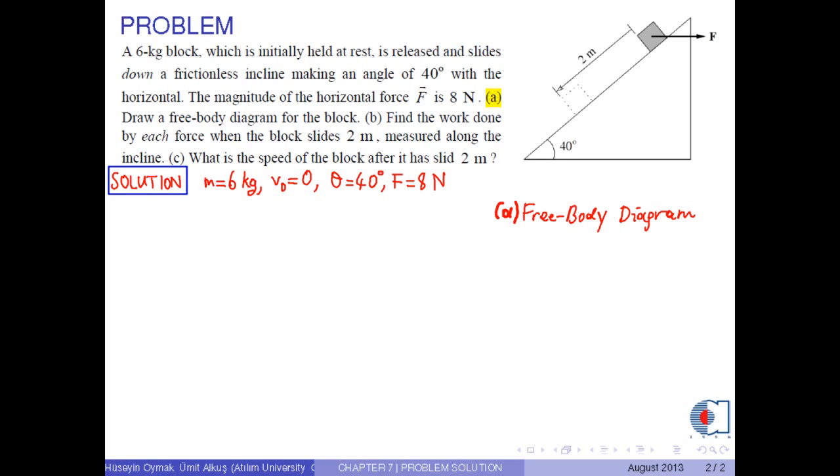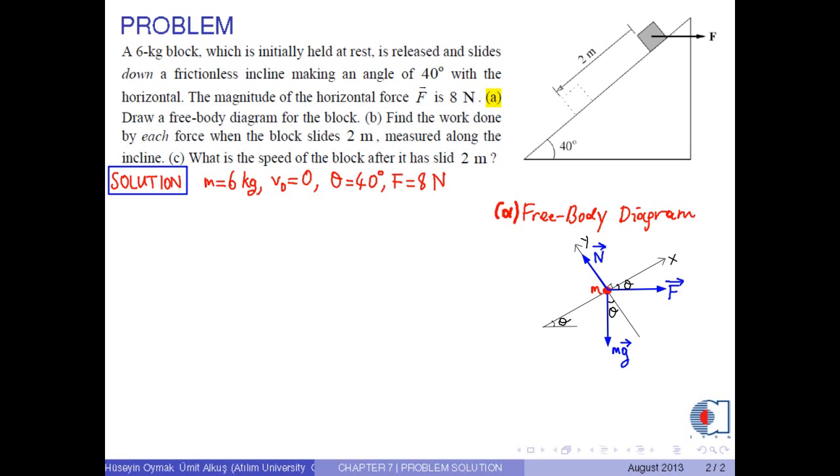First of all, we choose an appropriate coordinate axis. Next, we represent the block by a big dot. Now we draw all the forces acting on the body. The gravitational force acting on the object is drawn like this. Secondly, since there is a contact with the surface, we draw the normal force perpendicular to the surface like this. Finally, we draw the horizontal force F like this.